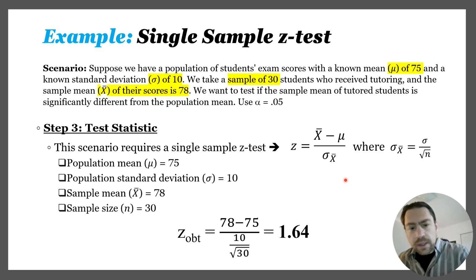Okay. We have all the values that we need to plug into this formula. So x bar is 78 minus mu 75, divided by sigma over square root of n. Sigma is 10, divided by square root of n, sample size 30. That gives you an obtained z value of 1.64.